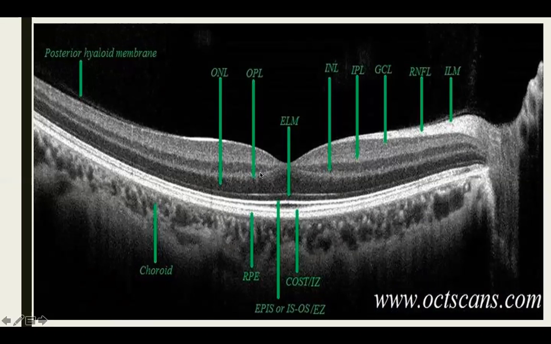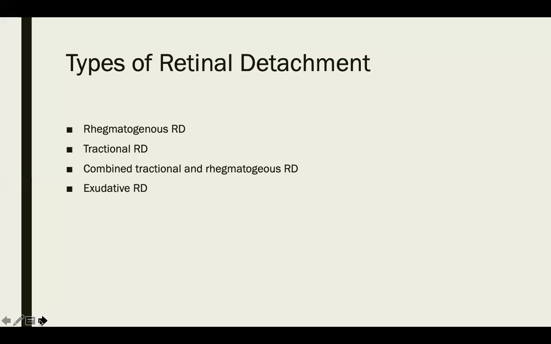So what will happen in retinal detachment? I told you last time that there is a break formation in the retina, and when the break is formed, the fluid from the vitreous cavity goes through that break and detaches the neurosensory retina from the retinal pigment epithelium. Then types of retinal detachment.